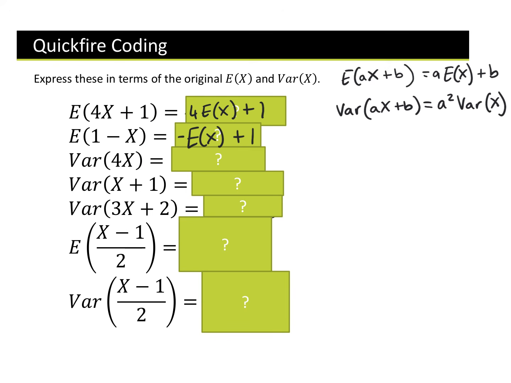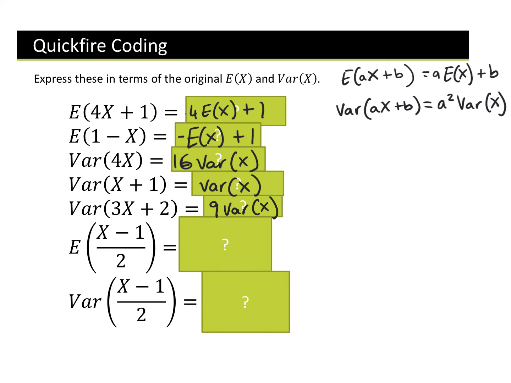The variance of 4x, that's the same as putting your a is 4, so this is 4 squared, which is 16 lots of the variance of x. For the second one, we have the variance of x plus 1. Have I multiplied x by anything? No, so this is just the same as the variance of x. For the next one, all I've done is 3x plus 2. Again, our a is 3, it doesn't matter what our b is, using the rule. So 3 squared is 9 lots of the variance of x.